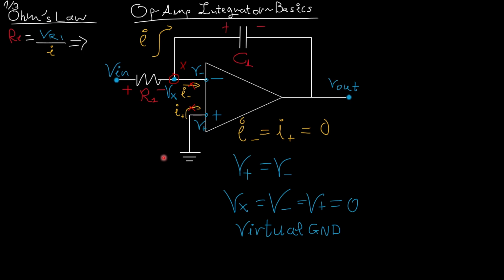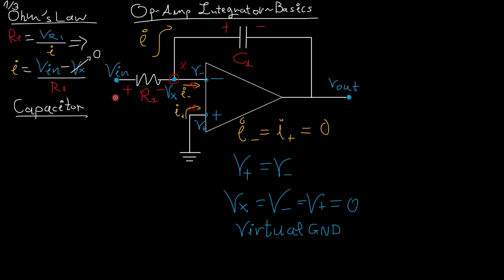Now, taking Ohm's law for the resistance here, the voltage across it must be Vin minus Vx over R1. Vx obviously is 0. Now there are many ways to proceed from here, but this is the one I prefer.